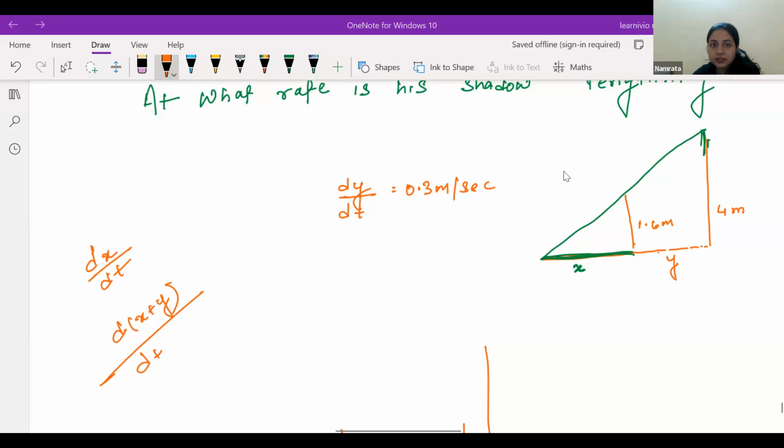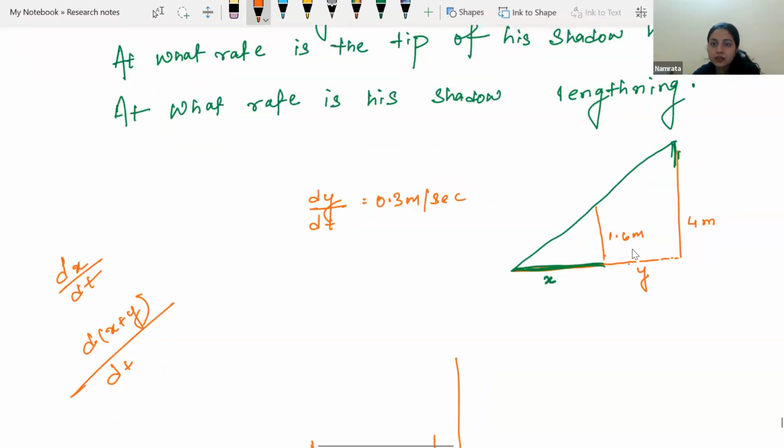What about the second case? At what rate is his shadow lengthening? Shadow lengthening, we have to find dx over dt. The rate at which the length of the shadow is moving. But when the tip of the shadow, that means from the pole, this is the tip, at what rate the tip of the shadow is moving.